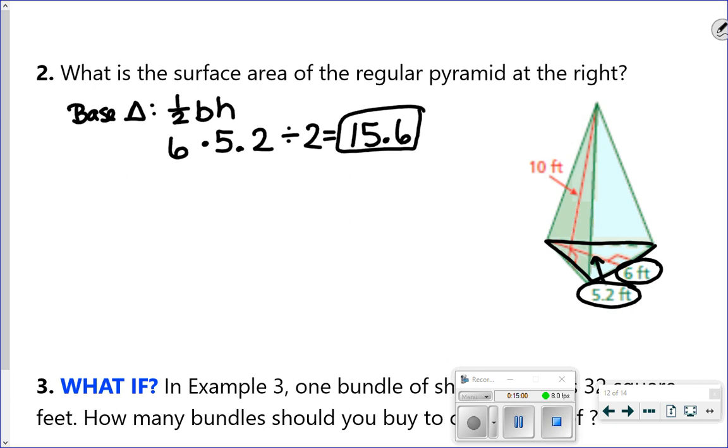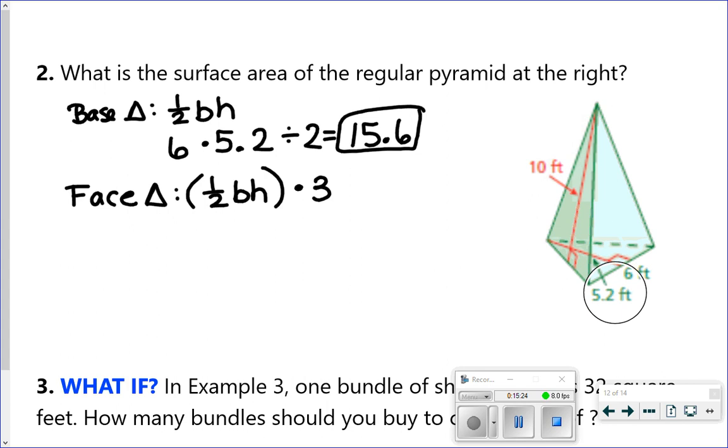Now I'm going to multiply for my face triangles. I have 3 of them that are all equal because it tells me it's a regular pyramid, and I can see on the bottom that it's a triangle on the bottom. So for my face triangles, I'm going to do 1/2 base times height. That's going to tell me the area for one triangle. And then I'm going to times by 3 for the area of all 3. So I'm going to go back over to my picture, and I'm going to look at the triangles on the side, and I'm going to see what numbers I need. So here's my triangle on the side.